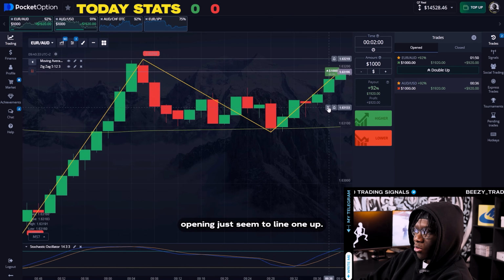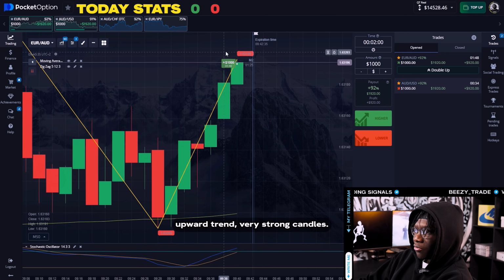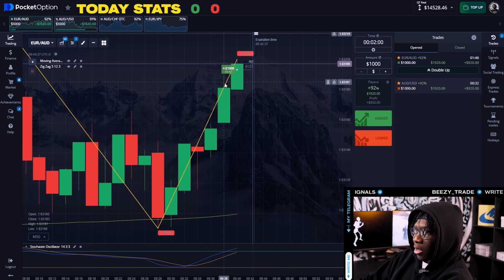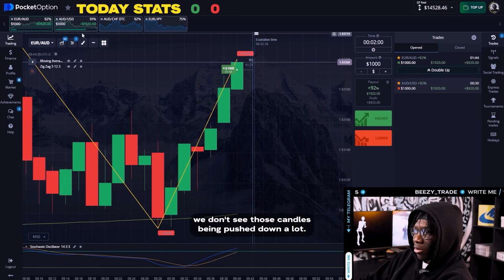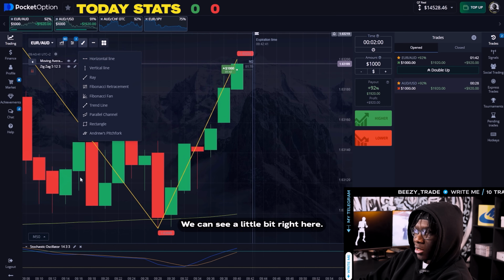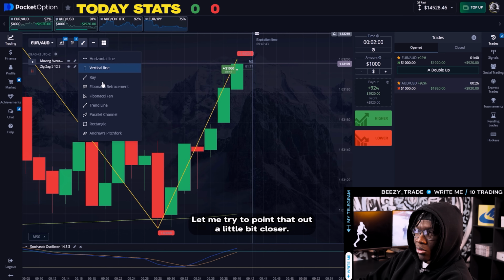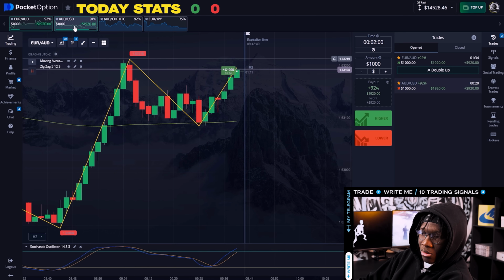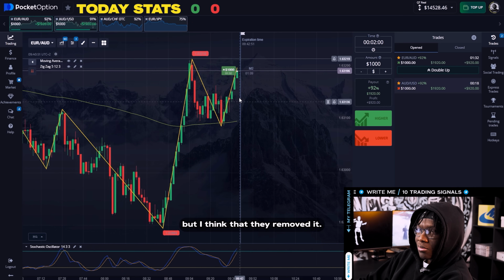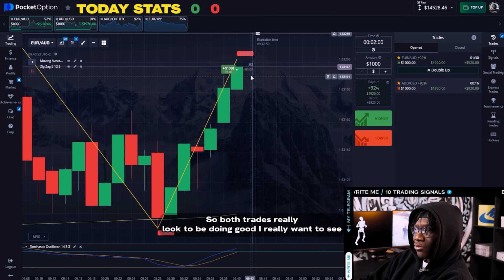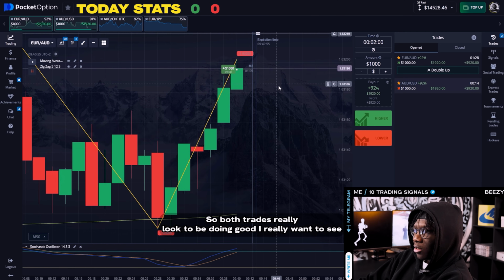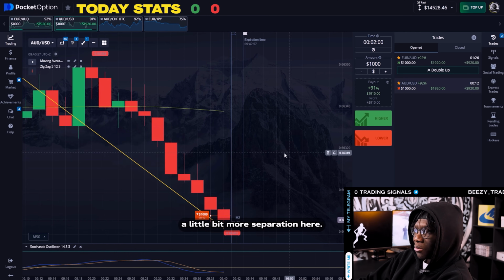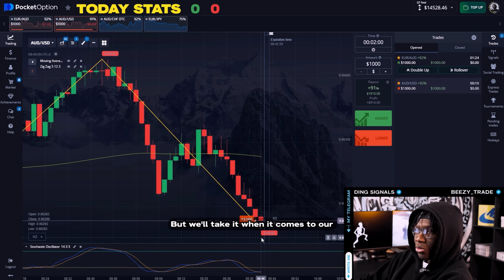Everything just seemed aligned. We're in an upward trend, very strong candles. We don't see those candles being pushed down a lot. We can see a little bit right here. Let me try to point that out a little bit clearer. There used to be like a trend line we could use here, but I think that they removed it. All right, so both trades really look to be doing good. I really want to see a little bit more separation here, but we'll take it.